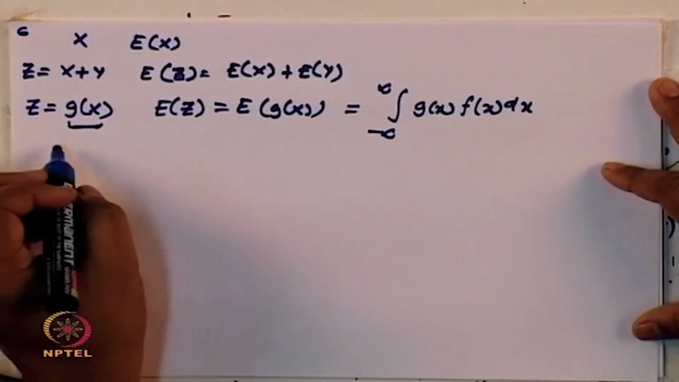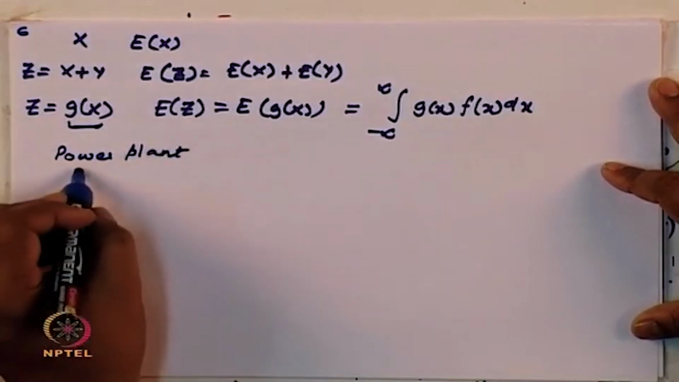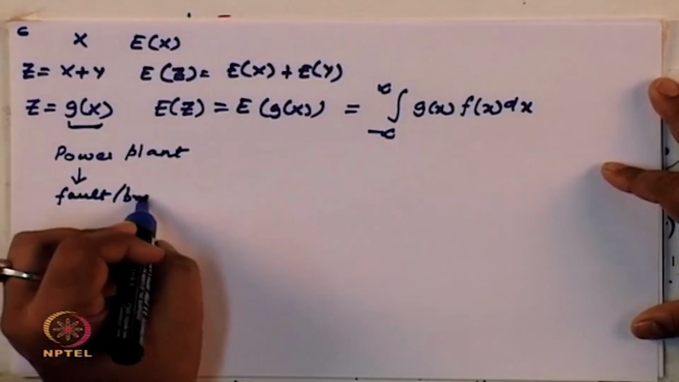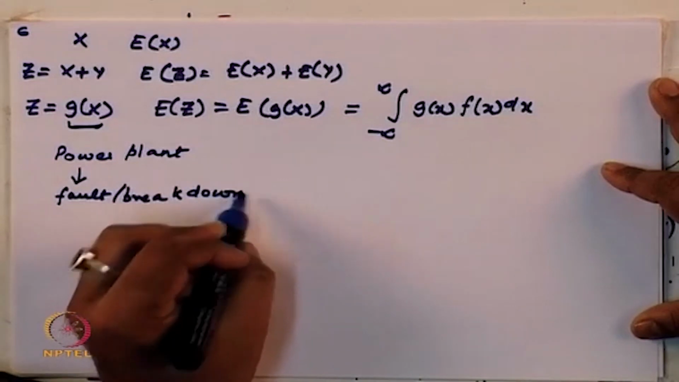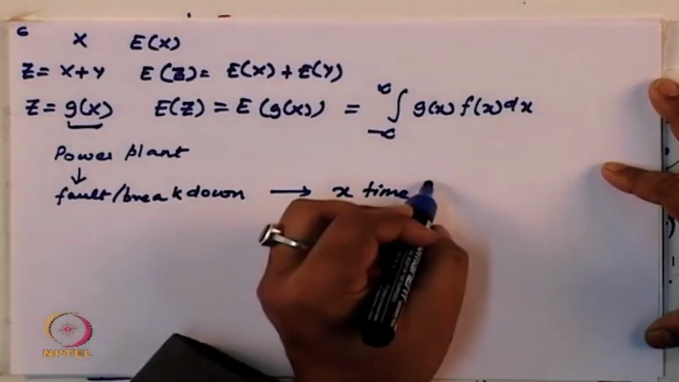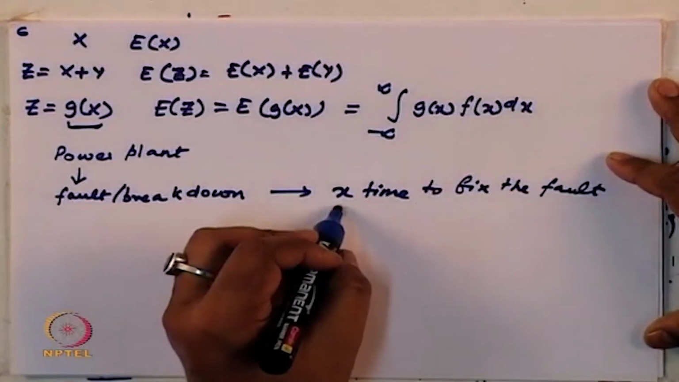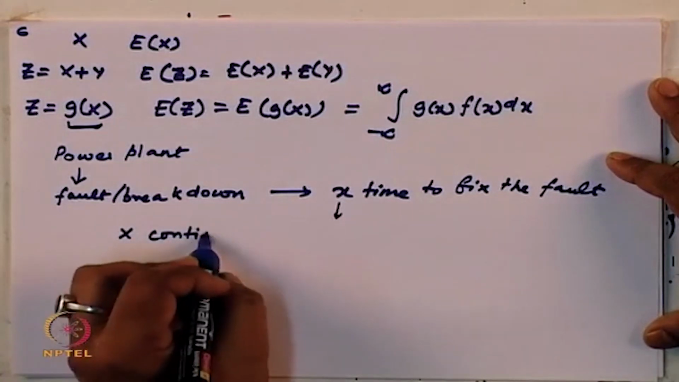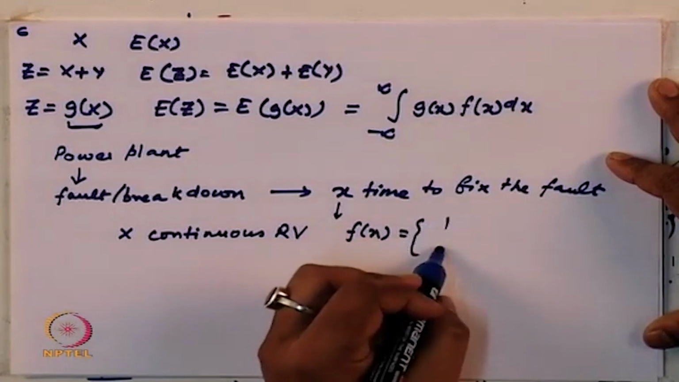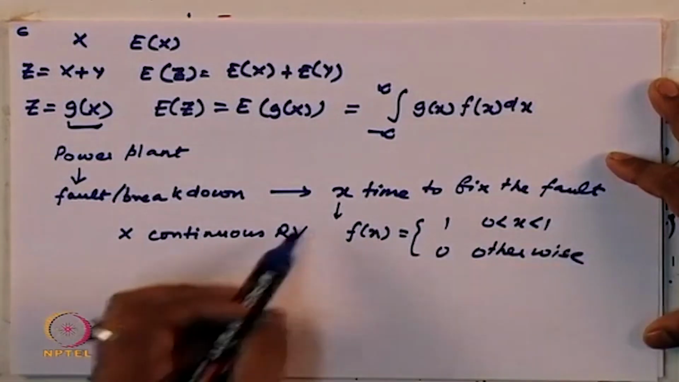Let's say in a power plant, when there is a fault or breakdown, it takes x amount of time to fix the fault. And this x is a continuous random variable. It follows the following probability distribution. Okay, this is the probability distribution.